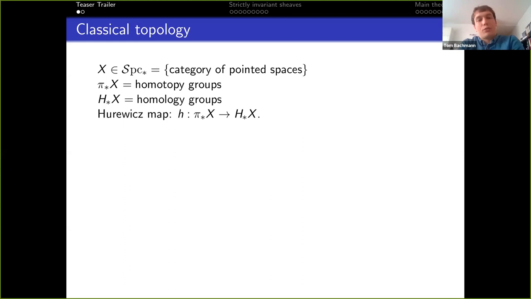And then the obvious question, of course, is how much information do you lose when you pass to homology? And well, as a first starting point, there's this observation that these two invariants are not unrelated. In fact, they're connected by a canonical morphism called the Hurewicz map. And well, it's not always an isomorphism. That's just what life is.